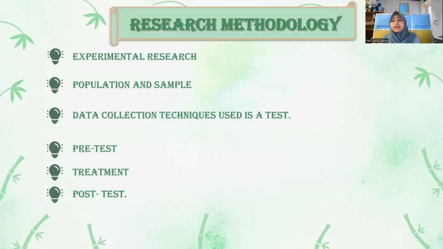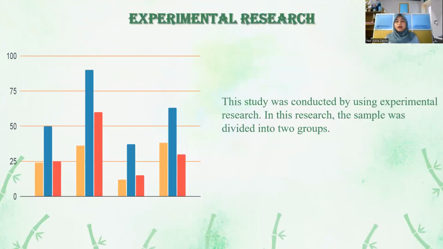Subsequently, I'm going to explain the methodology used in this research. As you can see on the screen, this study takes 6 methods. There are experimental research, population and sample, and data collection techniques using a test, with a pre-test, treatment, and post-test. For the first, there is experimental research.